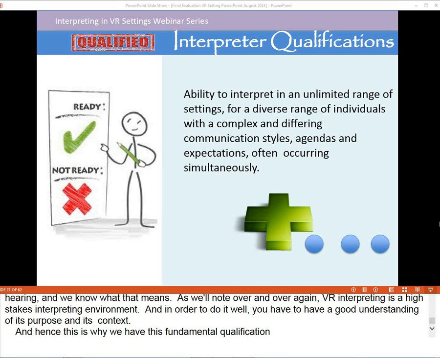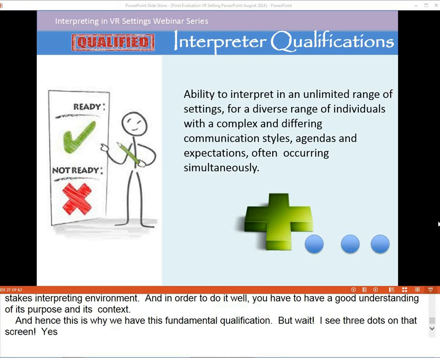But wait, I see 3 dots on that screen. Yes, if it wasn't complicated enough, we have to add a litany of more demands to our plate.